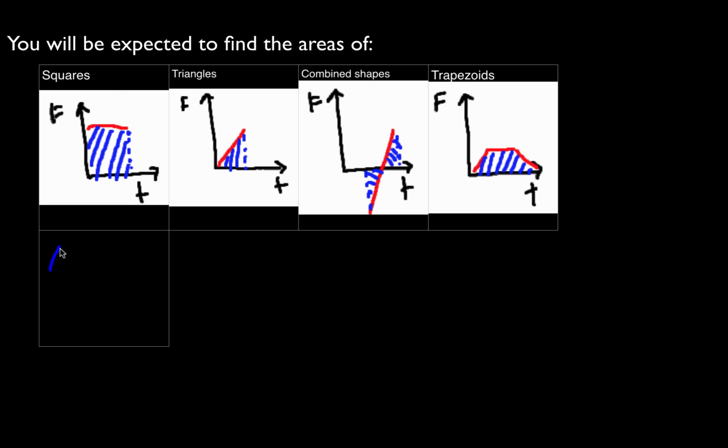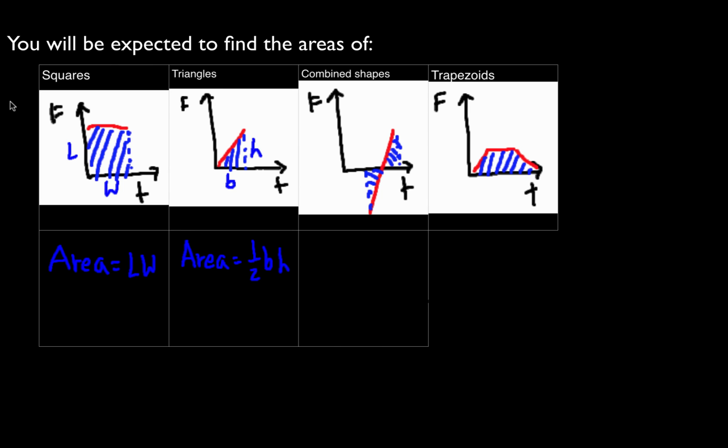The area of a square is length times width. The area of a triangle is 1/2 base times the height of the triangle, where the base is the distance the triangle extends along the x-axis, and the height is how high it comes up along the y-axis. If you have combined shapes, you could have a series of triangles or squares added together.